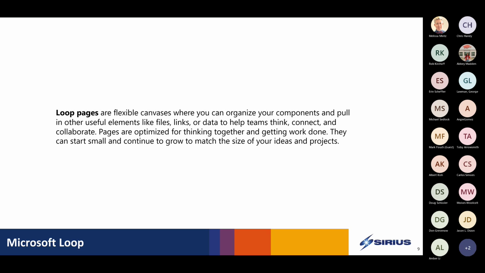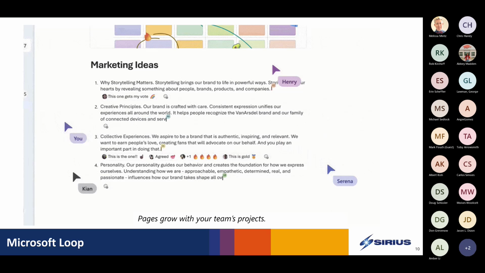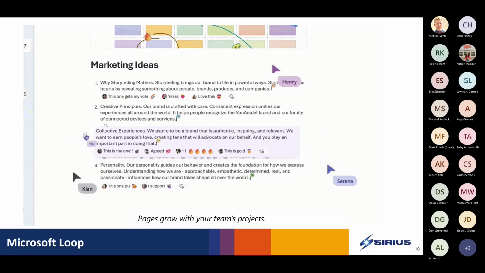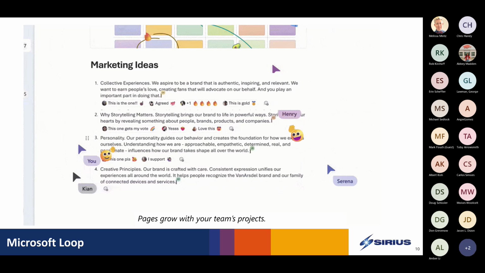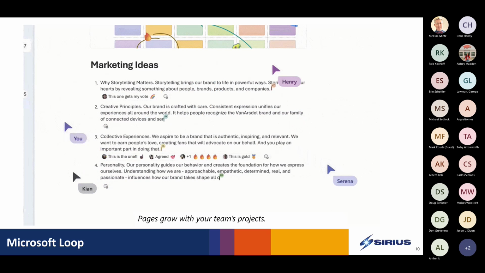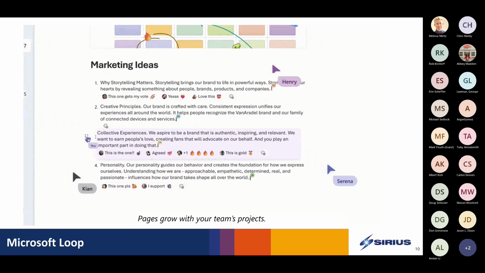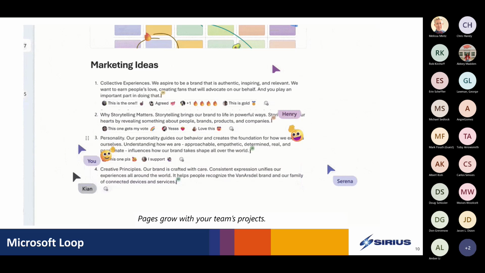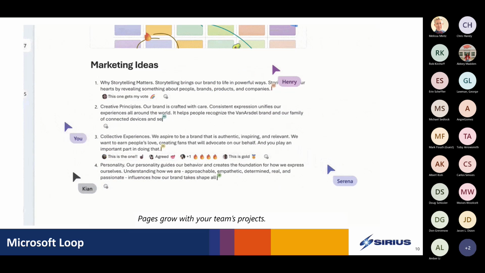You'll see that you can configure this to pull from a bunch of different areas. So Loop Pages can be designed to take that information and make it a lot more intuitive about how you get information from all of these things out there.